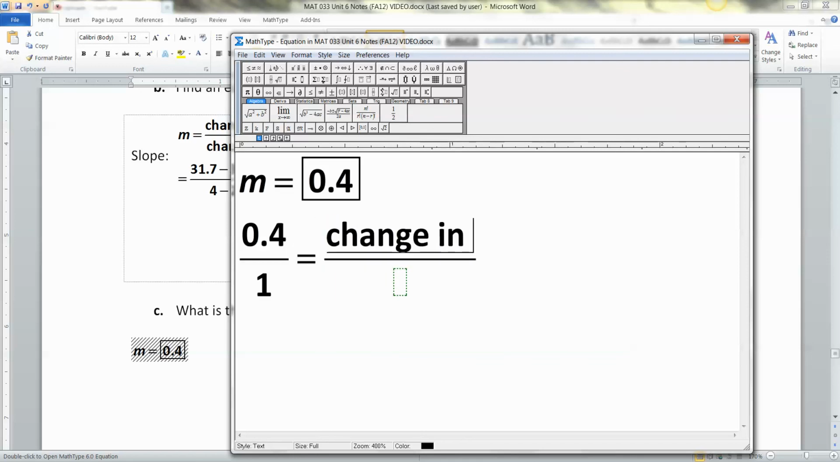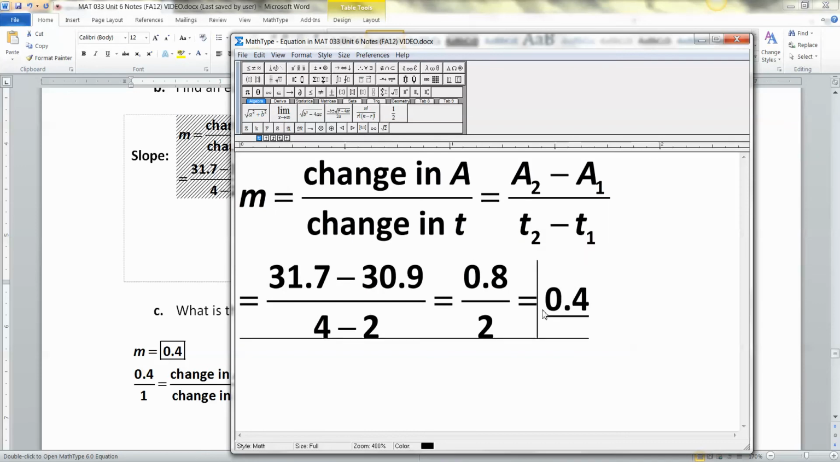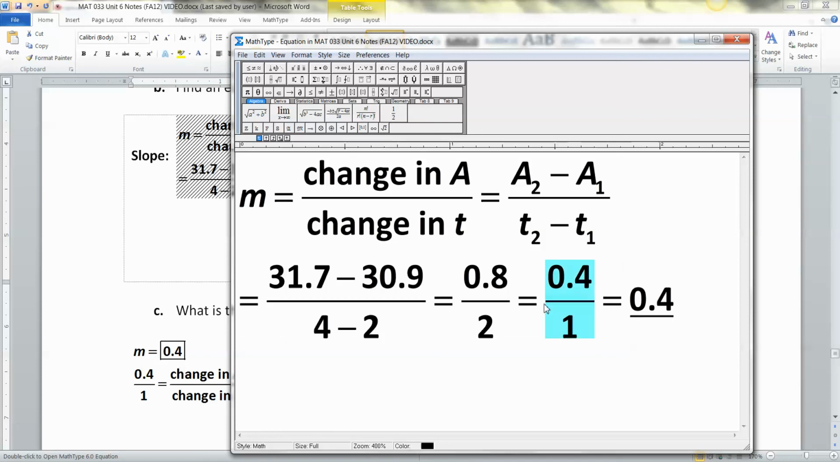Change in A over change in T. That's what we said right up here, right? When we found the slope in the first place, we said, hey, that's change in A over change in T. So it was 0.8 over 4, or excuse me, 0.8 over 2, which I didn't bother writing, but that's 0.4 over 1, and then we just simplify that down to 0.4, because remember we like unit ratios, meaning the denominator is 1 for rate of change.